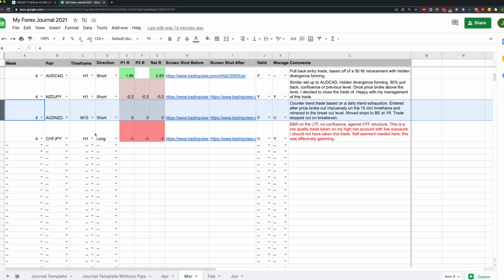It was a short position taken on the 15-minute time frame. It was a counter trend trade based off of daily trend exhaustion. So there's some trend exhaustion being shown on the daily time frame. I entered after price broke out impulsively on the 15-minute time frame and retraced to the breakout level. I moved my stops to break even at 1 hour, and then the trade was stopped out at break even.